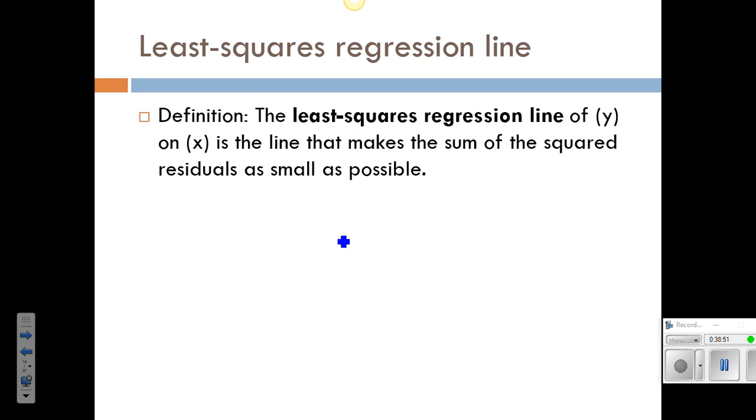Now, why do we call this thing a least squares regression line? I've called it a regression line. I've called it a prediction line. I've called it a line of best fit. I've called it a trend line. But why do I keep using the words least squares regression line? Very good, Madison. You can read. I'm so proud.